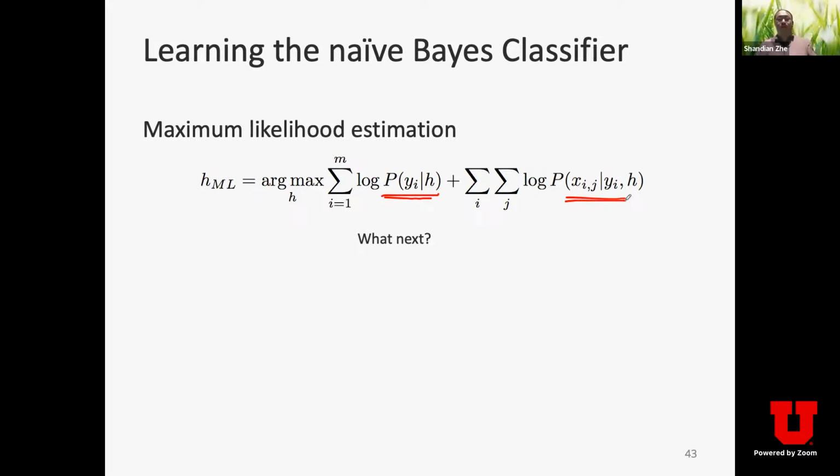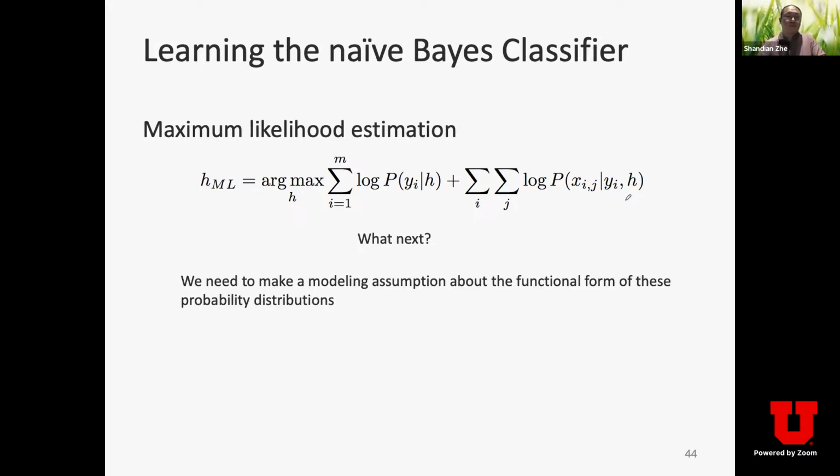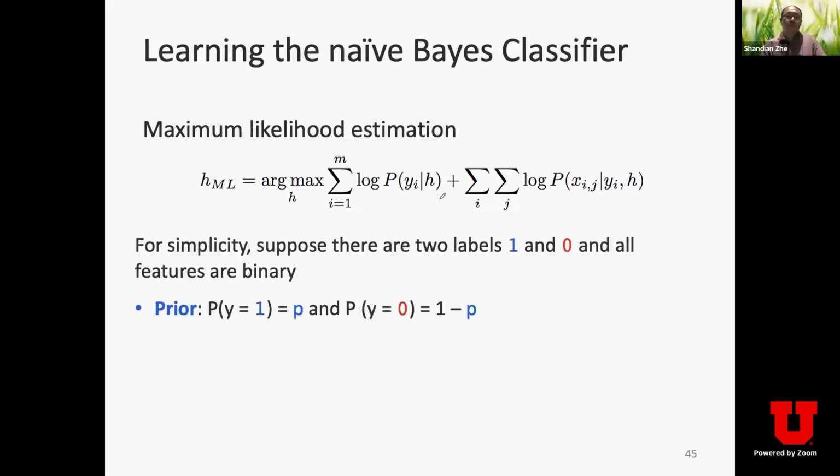If we consider binary labels, we need to make a modeling assumption about the functional form of these probability distributions. If we consider a binary label, then very naturally we're going to model this as a Bernoulli distribution. So that means the prior is determined by a probability p, which is the probability that your label is 1. Once you know this parameter p, the probability that y is 0 is just 1 minus p.